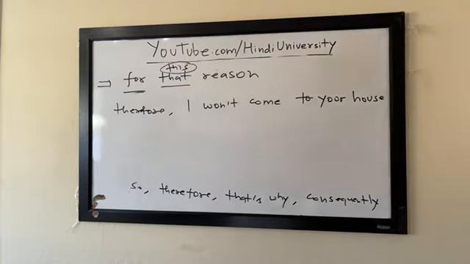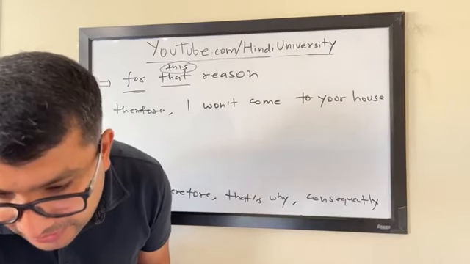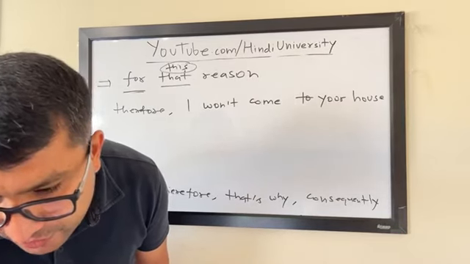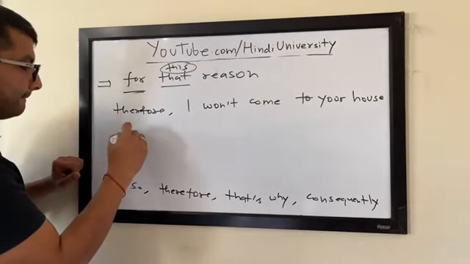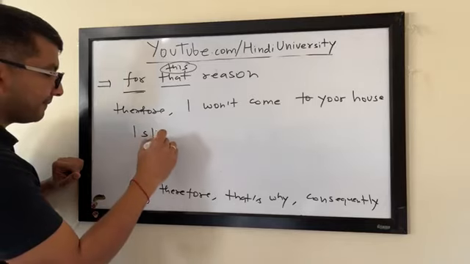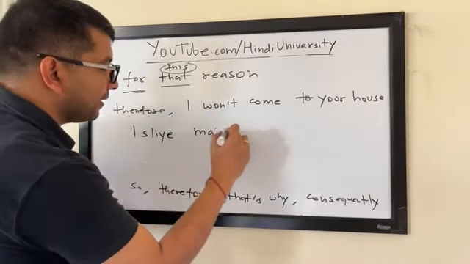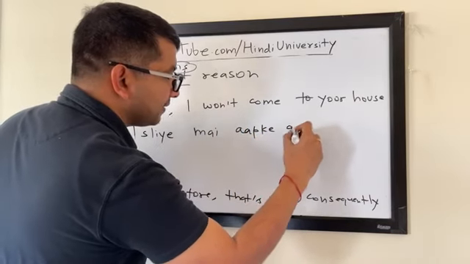Right, so let's see how you guys are doing it. Therefore, I won't come to your house. Let's see how you guys are doing it. Okay. Sheila ji, you want to give this one a try? Okay, isliye, and then you said main aapke ghar nahi aaungi. Very good.